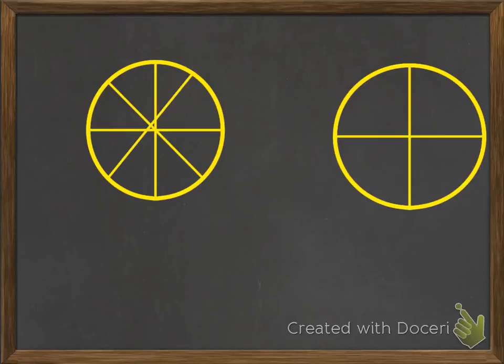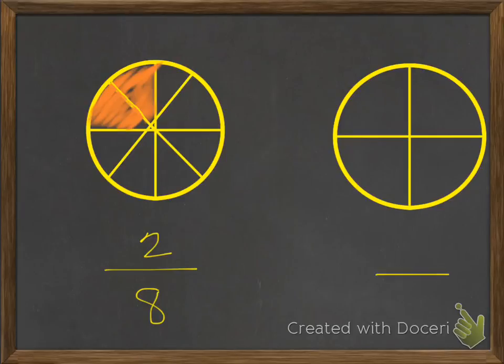All right. So say, how many pieces do I have on this first circle? 8. Okay? And I'm going to shade in. Okay, that's right. I'm shading in 2 pieces. Who can tell me, by looking at this, what's my numerator, the top number, going to be? 2. Okay.